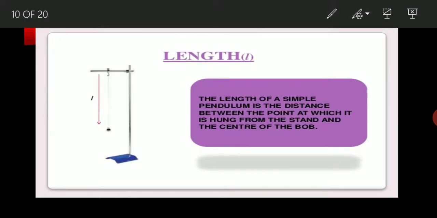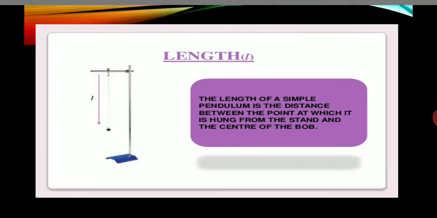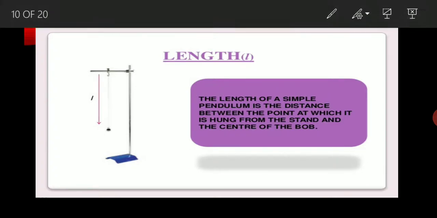The length of the simple pendulum is the distance between the point at which it is hung from the stand and the center of the bob. You can see here that a thread is tied to a fixed point, along with the bob. So the distance from the fixed point to the bob is known as the length of the simple pendulum. You can also say that it is the length of the thread. Clear?